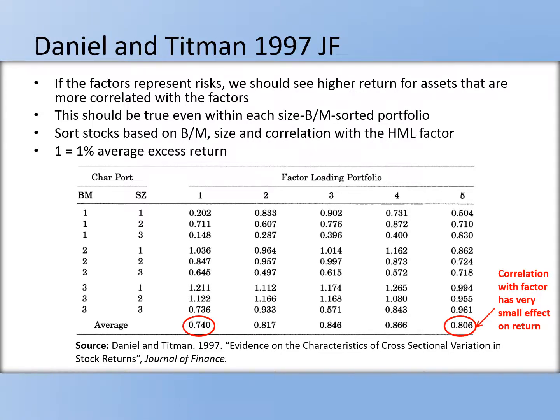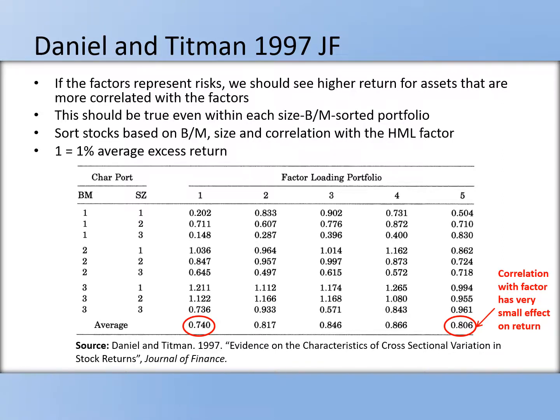Actually, you don't see that. That's the point of this paper. Regardless of whether a stock has low correlation with a risk factor or high correlation with a risk factor, in the end, there seems to be no difference in the average return, right? So that seems to defeat the story of high return because of high exposure to risk. Low correlation with the risk factor, 0.74 on average. High correlation with the risk factor, 0.8 on average. This is not a statistically significant difference.